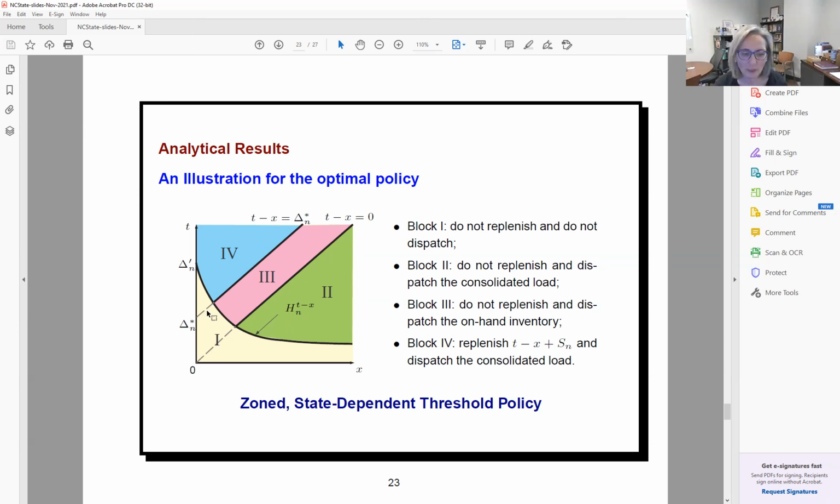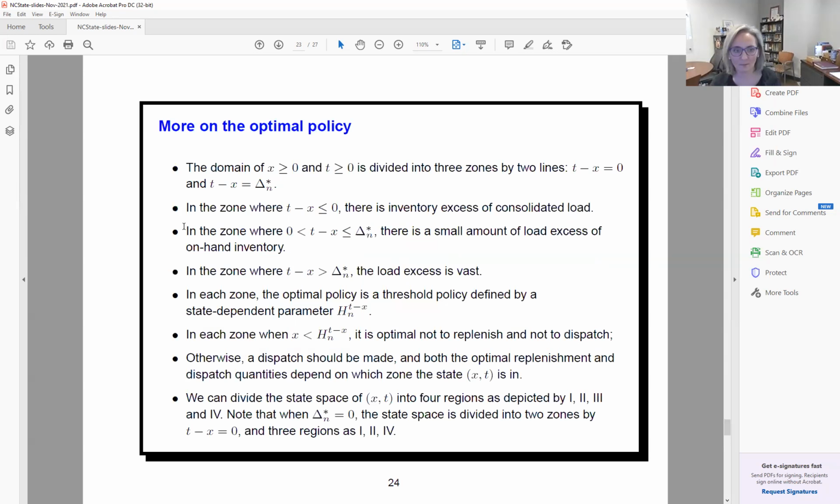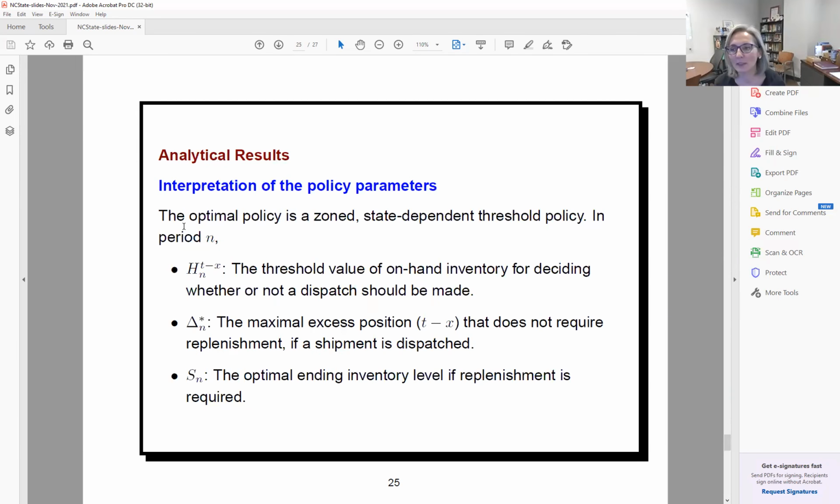The term zoned is because we have two main zones, and then we divide the second zone into three subzones depending on the states X and T. Okay, and here I have some extra remarks regarding the optimal policy, explaining each zone. In the interest of time, I'm not going to go over the details, but I'm going to talk a little bit about the interpretation of the policy parameters before I wrap. The optimal policy is a zoned state-dependent threshold policy.